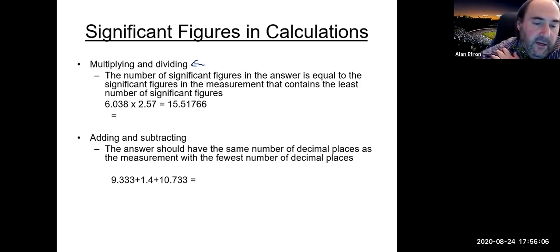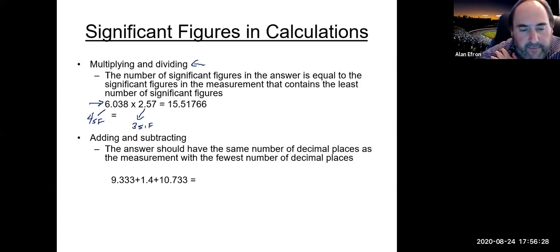So multiplying and dividing, you're looking at significant figures, and you're looking for the least number of significant figures. So in this case, if we throw this into our calculator and we take 6.038 times 2.57, we're multiplying. This number here has 4 significant figures. This number here has 3 significant figures.